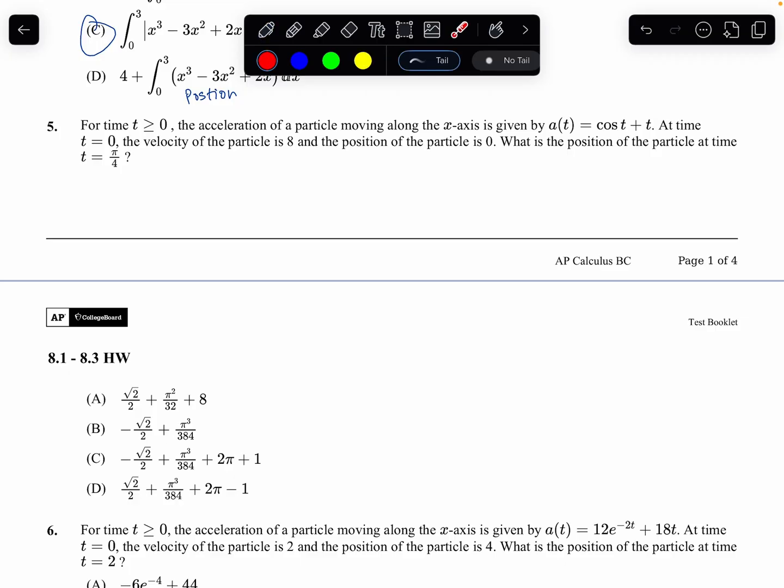So velocity is the integral of a. I'm pretty used to doing this formula. So I know that it gives me an initial value for my velocity. So that means it's going to be 8. And then that's going to be 8 plus the integral from 0 to pi/4 of a of t. So that's going to be cosine of t plus t dt. Remember that this is just from a formula that they give you.